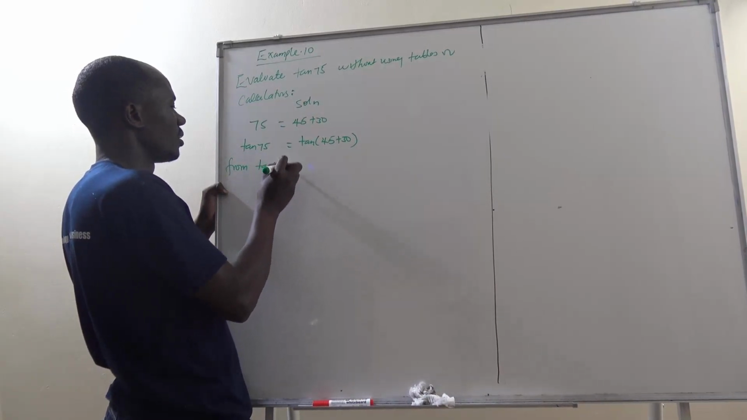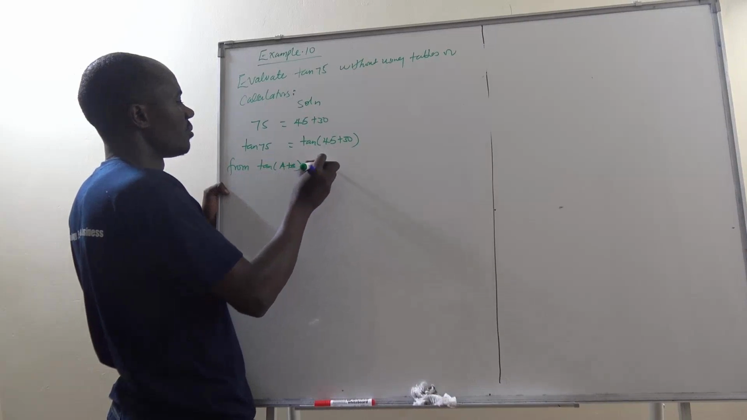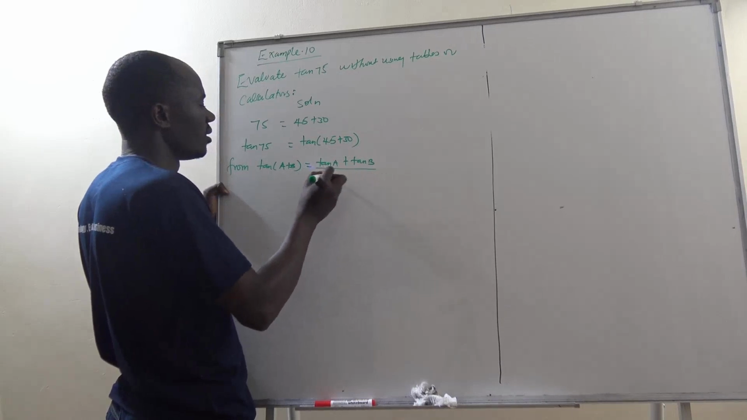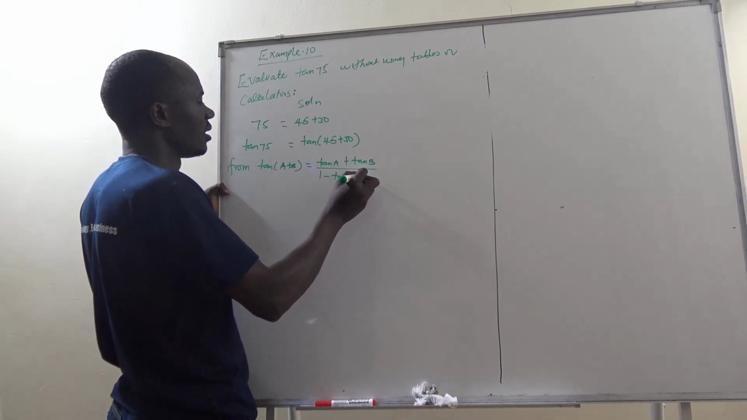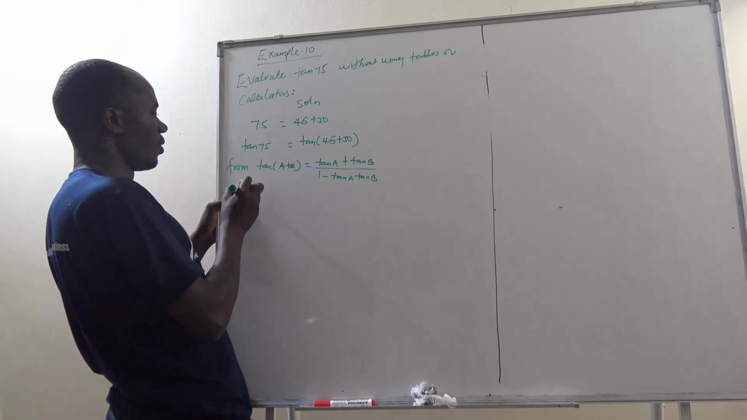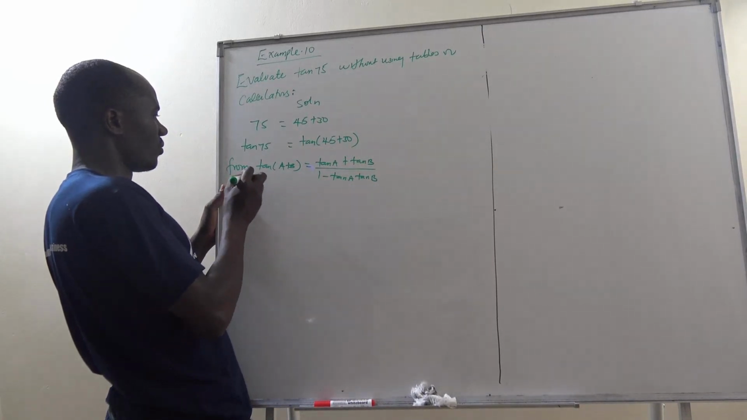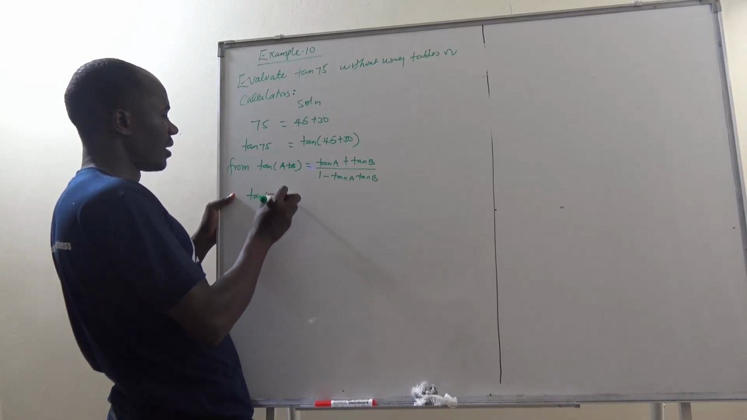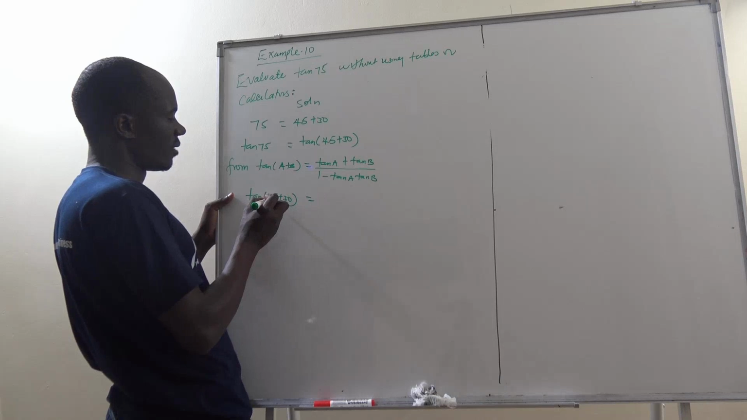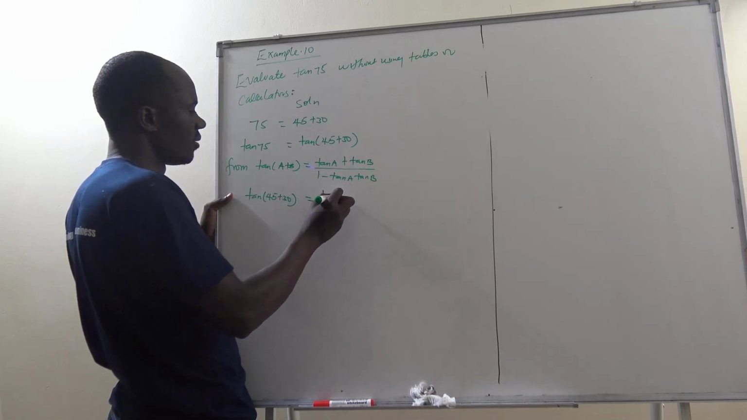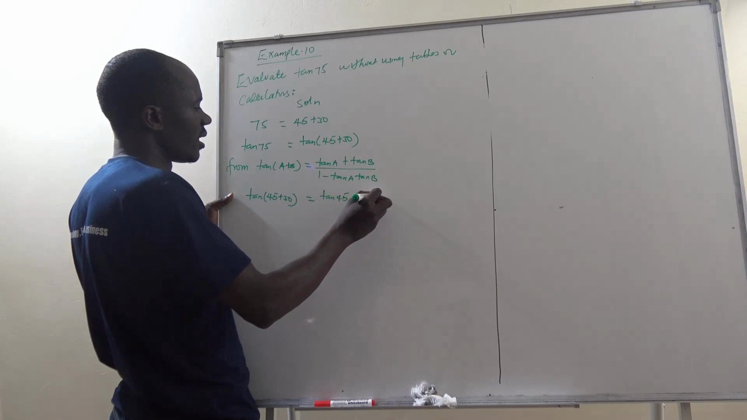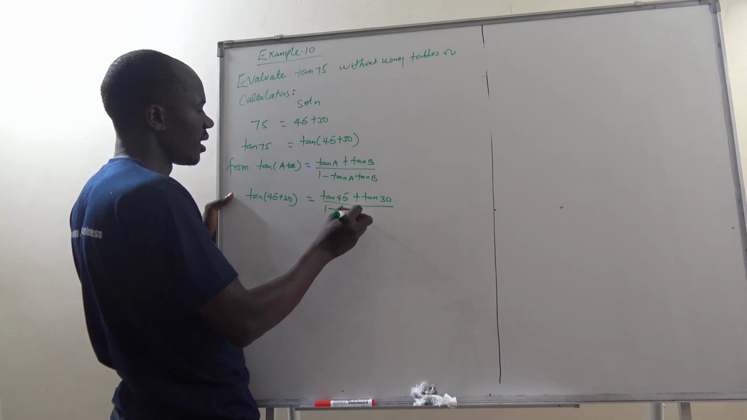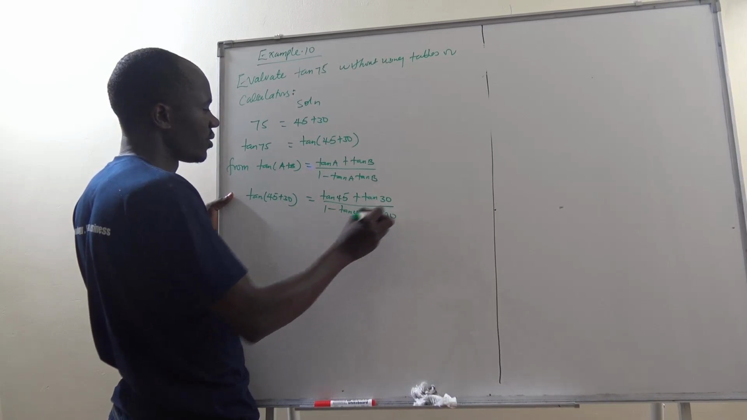tan of a plus b, which was the same as tan a plus tan b all over 1 minus tan a tan b. So following the same trend, tan of 75 is tan of 45 plus 30, where our a is 45. This is the same as tan 45 plus tan 30 all over 1 minus tan 45 tan of 30.